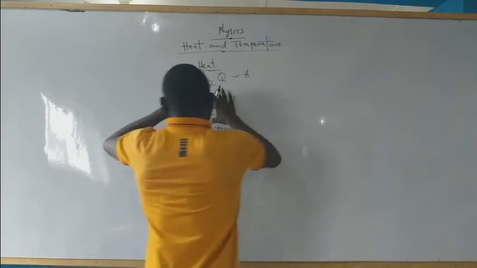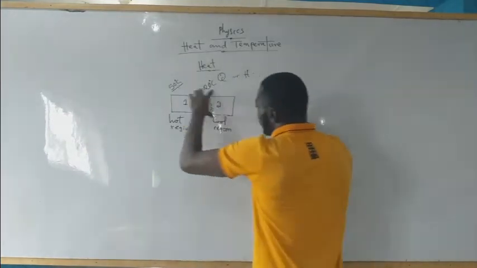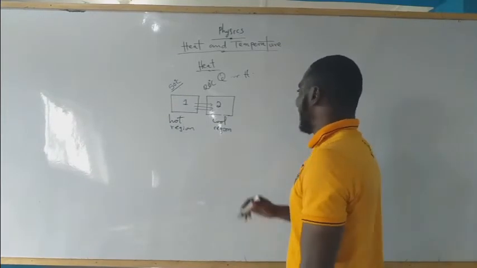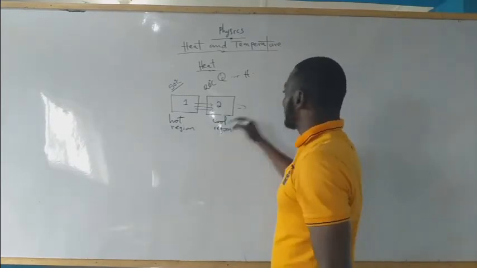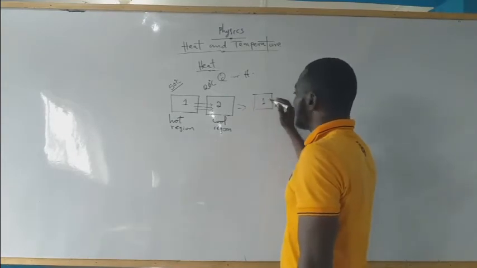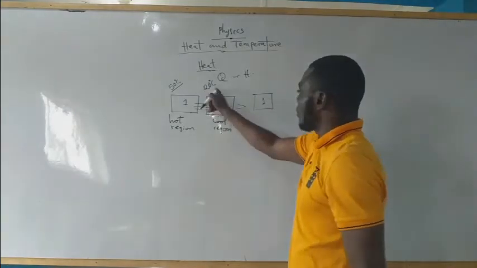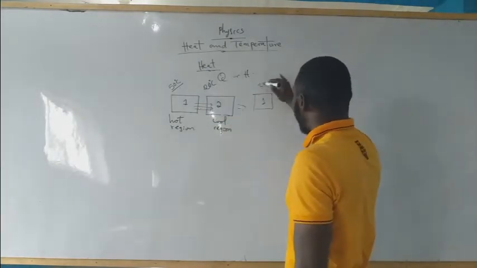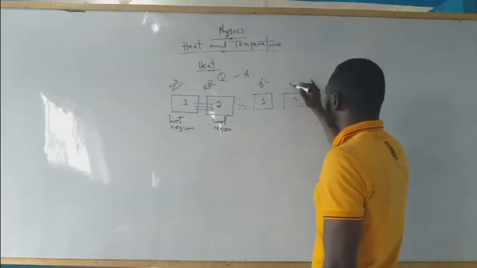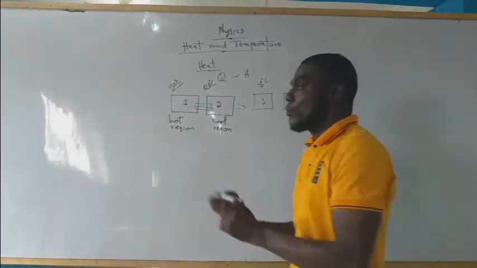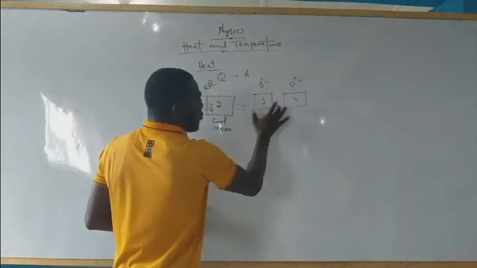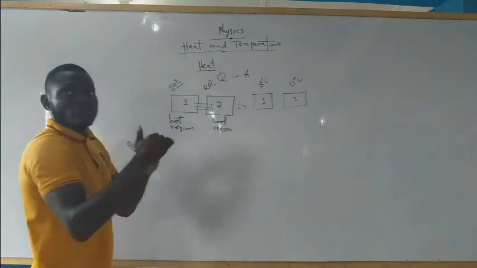Till when? Till the two bodies balance. That is, the temperature of the two bodies will be balanced. Let's say the first body is 50, plus this, that's 70, divided by 2, that's 35. And the second one also will be 35 degrees Celsius to balance. Then once it balances, there will be no movement of electrons.